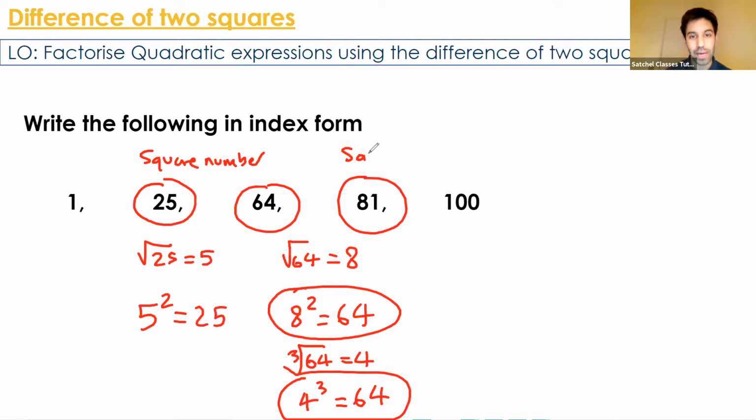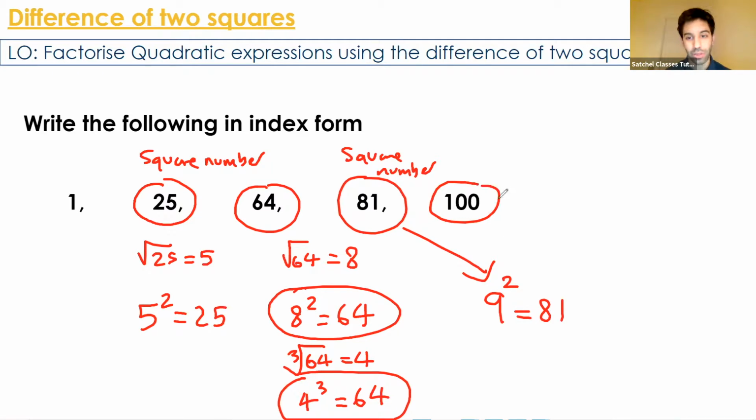81 is a square number, and that's going to be 9 to the power of 2. 9 to the power of 2 is 81, so 81 written in index form is 9 squared, and 100 is also a square number, and we can rewrite 100 as 10 squared. That's really good and really desirable for you to be able to recognize square numbers and rewrite them in index form for this topic.